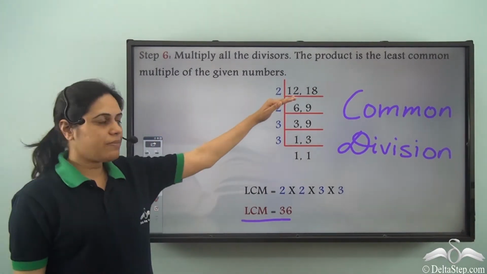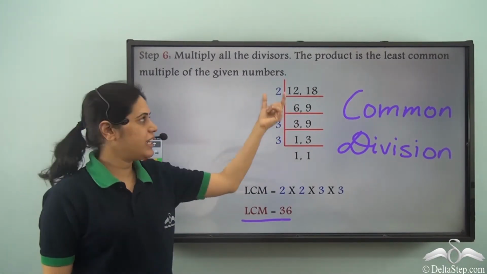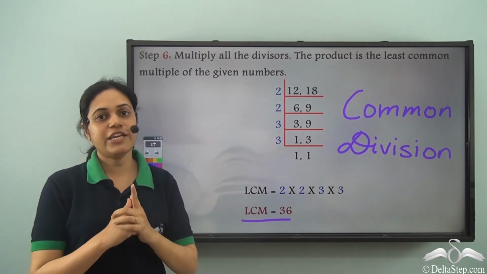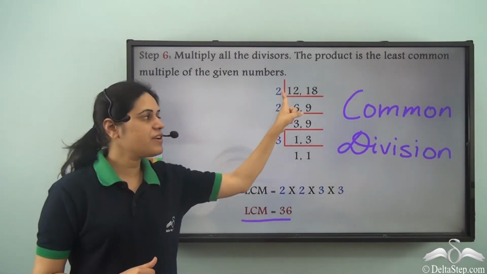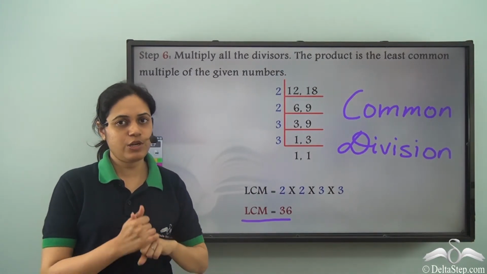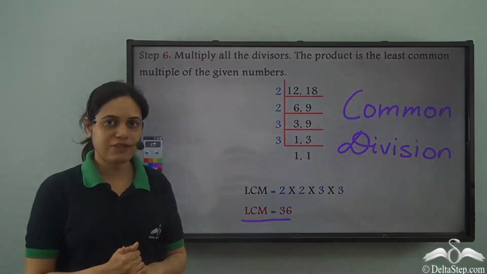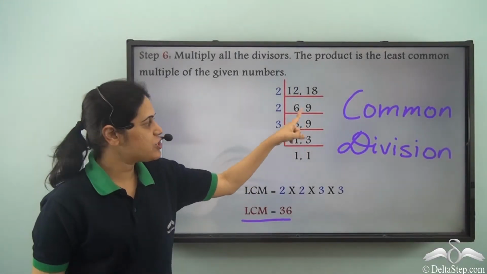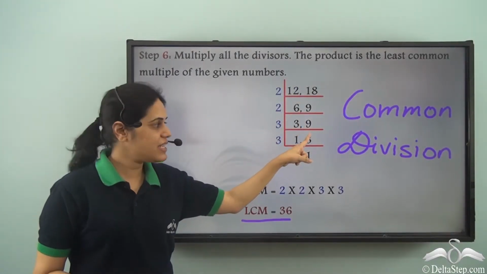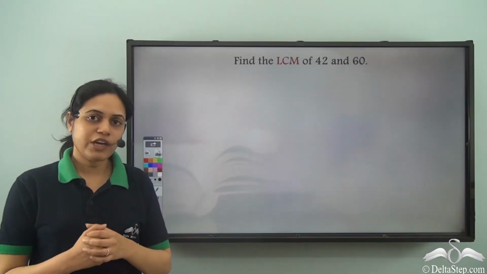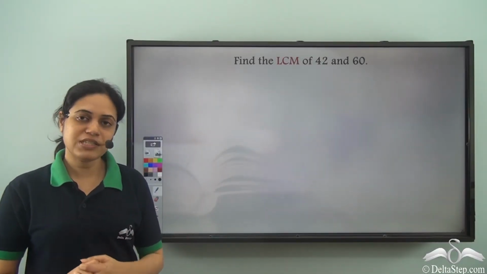So I take the numbers and I start dividing by the lowest possible prime number. Note that you divide even if one of the numbers is divisible, not only when both the numbers or all the numbers are divisible. Also, if a number is not divisible, I write the same number in the next row. So now, can you find the LCM of 42 and 60 by this method?